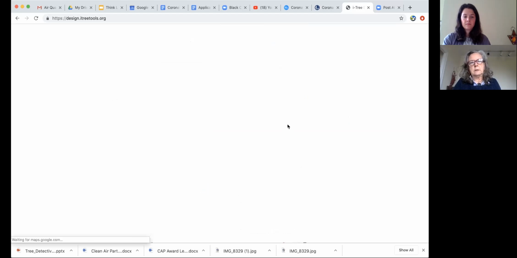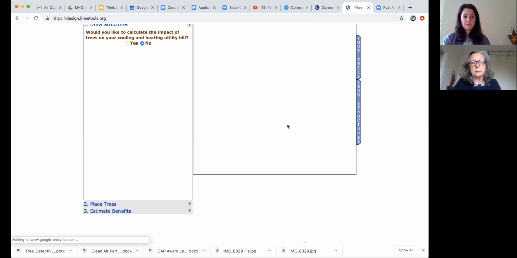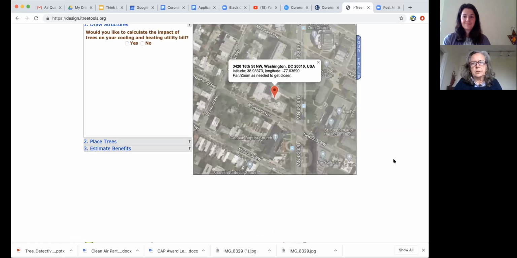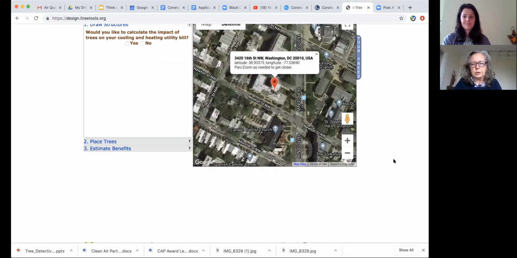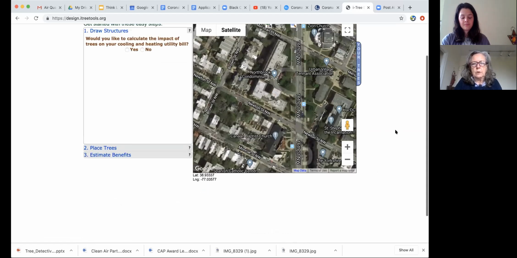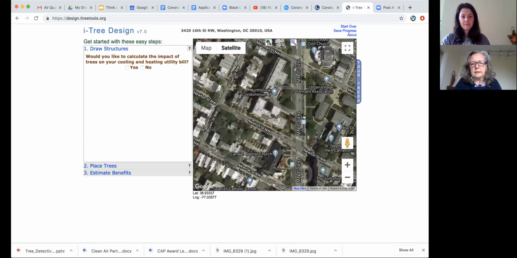So it's going to bring us to a new interface. And what it's doing is it's loading two different structures. So one of them is this white frame, which is going to be independent from the Google map right here. So you can see this is the map that is populating. So in case you want to play around with the map a little bit, you might get lost.